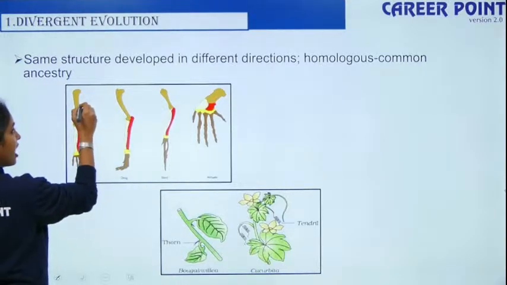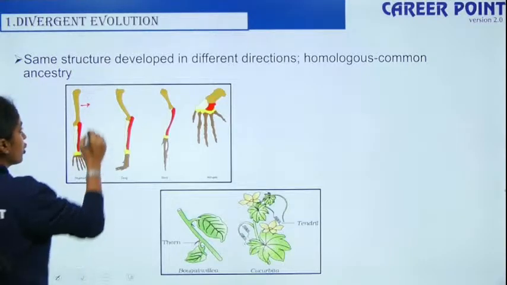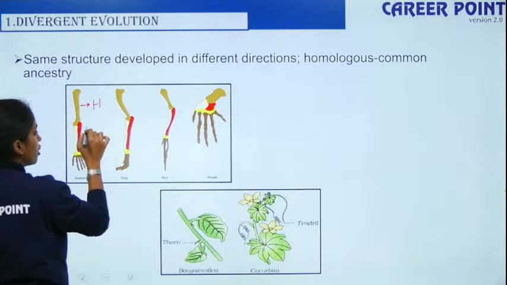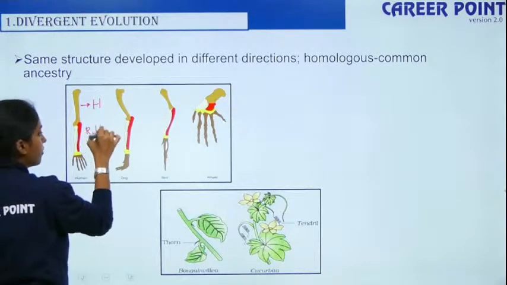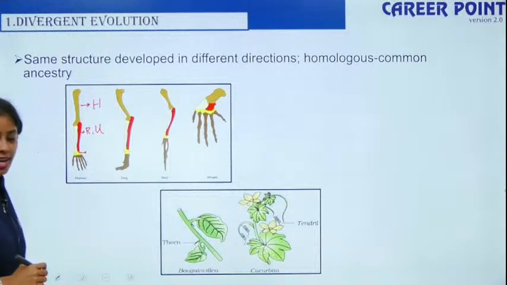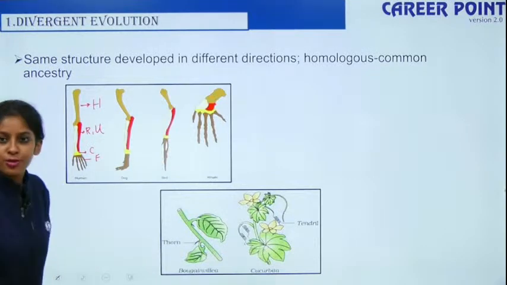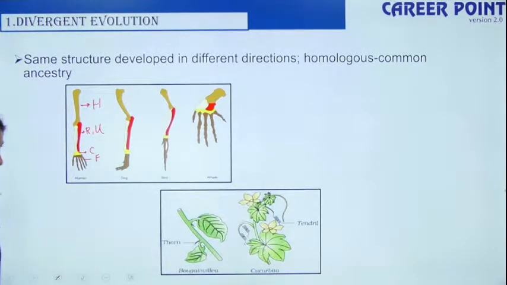Everyone has your radius, ulna, and humerus. So this is your humerus. You have your radius and ulna. You have phalanges and you have your fingers. You have your carpals and you have phalanges. So it is the same structure but it has different function.